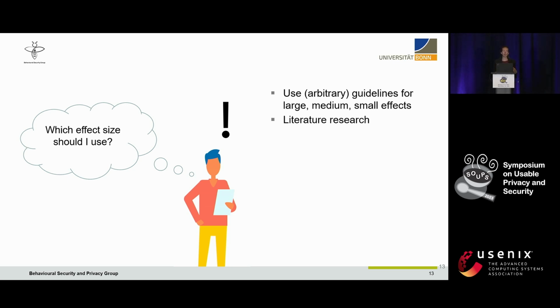So what you can do instead is do literature research and try to find similar work and look at what sort of effects they detected and take that and use that as a baseline for your judgment. However, if we're in a novel field and developer-centered usable security is still relatively young, similar enough work may just not exist or otherwise be hard to find.